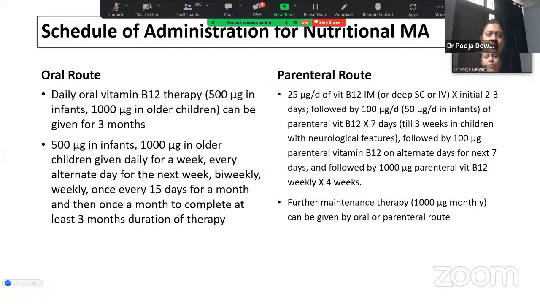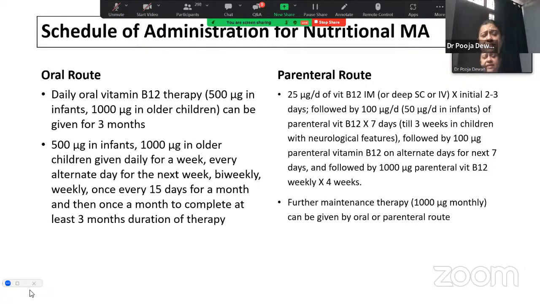So when we are using it in children, the schedule can be daily for a week. Then you can switch to alternate day for the next week, shift to bi-weekly over the next week, then weekly. Subsequently, you can give it every 15 days for a month and then once a month. So this is how you can complete at least 3 months of duration of therapy.